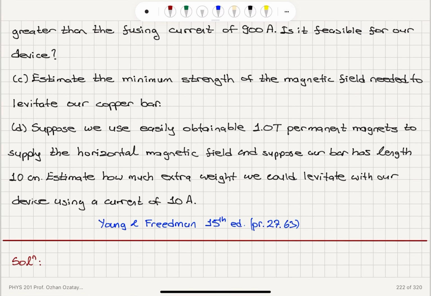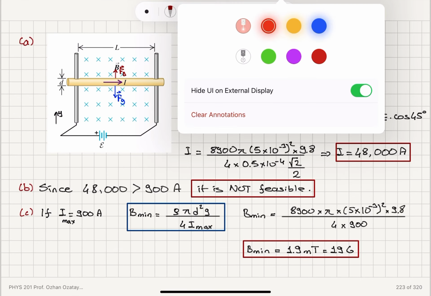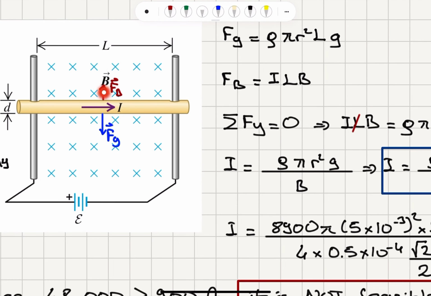Part D. Suppose we use easily obtainable 1 Tesla permanent magnets to supply the horizontal magnetic field, and suppose our bar has length 10 centimeters. Estimate how much extra weight we could levitate with our device using a current of 10 amperes. Okay, so if I put an extra weight here, you can see that the magnetic force will be balancing the weight of the bar plus this extra weight.